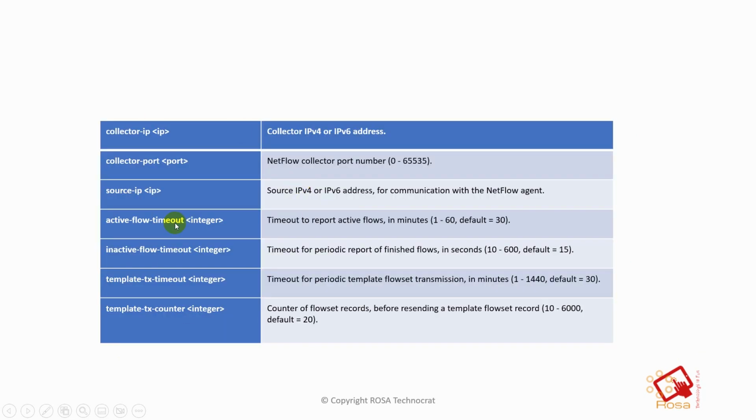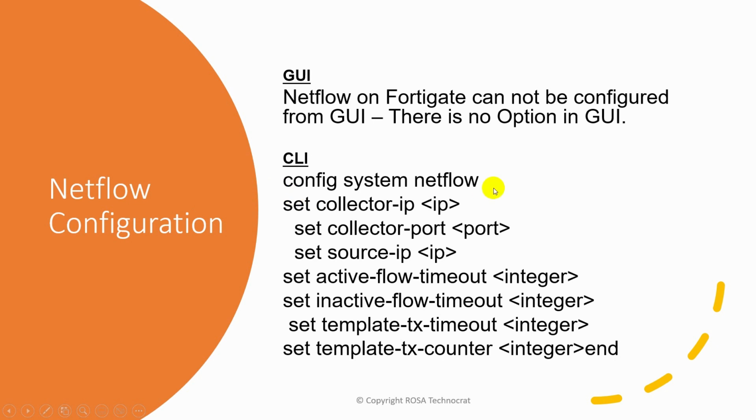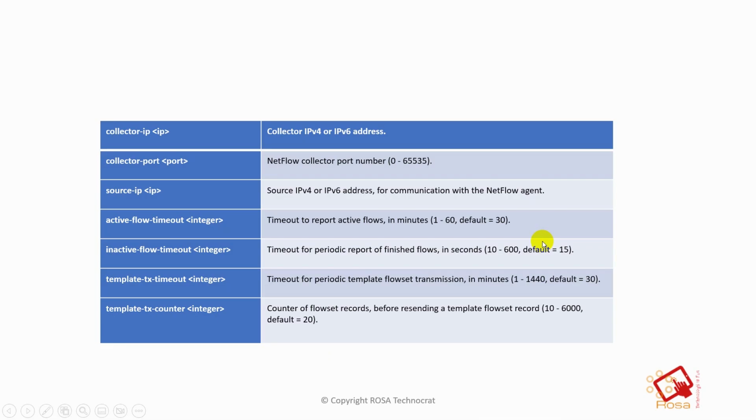Now, to configure a NetFlow sampler on an interface. Apart from what we are doing here in the config system NetFlow, you also need to do a configuration on the interface level. You will put a command on individual interfaces wherever you want to collect the IP flow records.